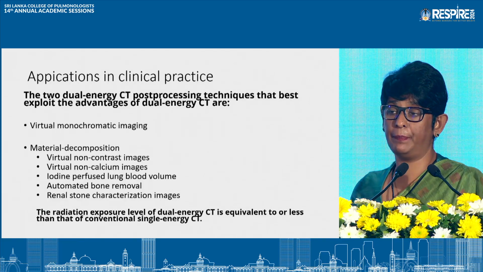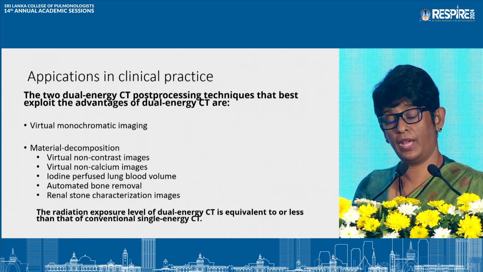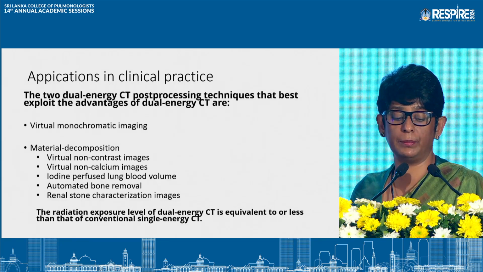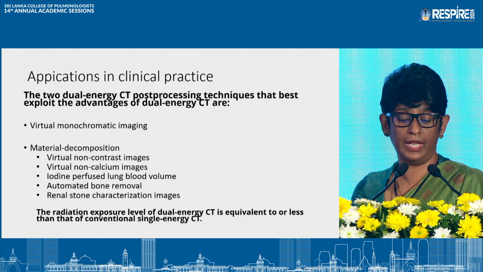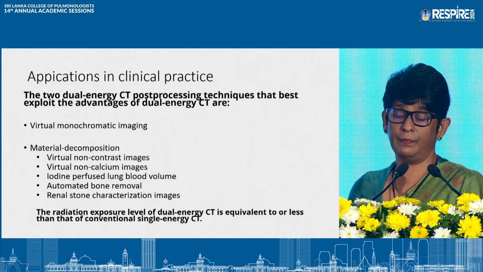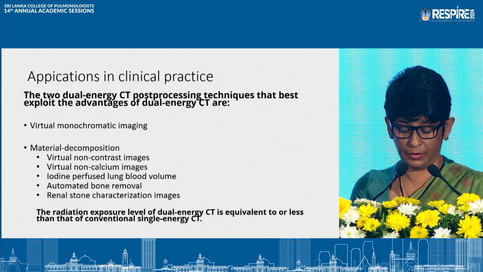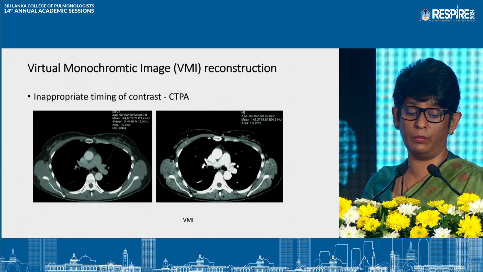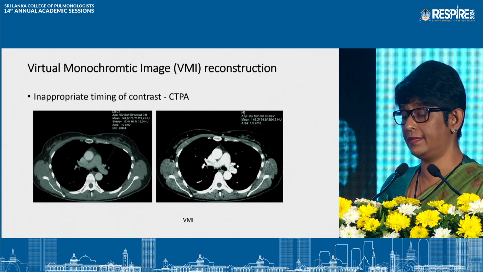Everything depends on the post-processing of the images. So we have a dual energy CT scanner, and then we use multiple post-processing techniques to develop multiple image types. I have listed here the main types of post-processing applications, so we'll go through them one by one. The first one is called virtual monochromatic image reconstructions. We'll consider it with an example.